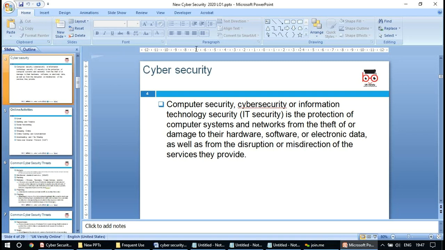Right. So cyber security involves networks, computer systems, software, and any electronic data, securing them as well as the disruption or misdirection of the services they provide. So it's not the case that something would only be stolen, but something can be disrupted as well, isn't it? Yes, yes. Or something could be misled, something could be forged.